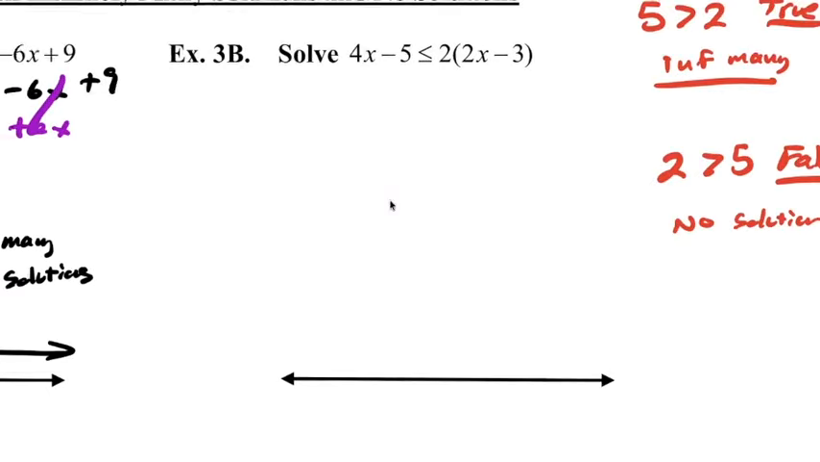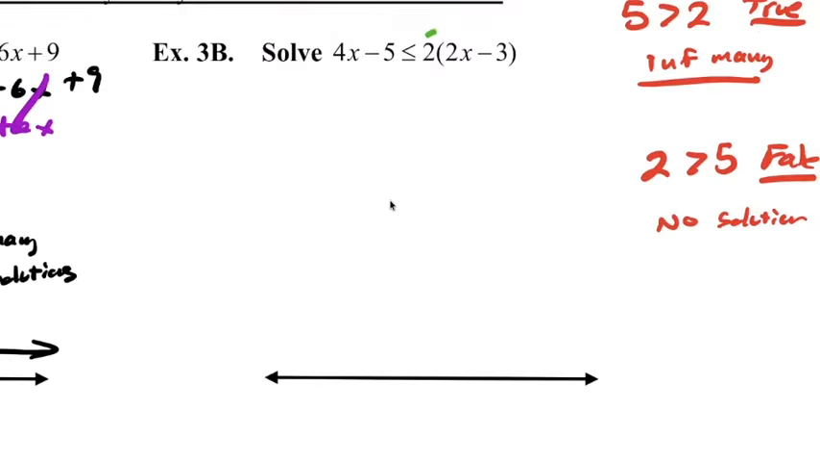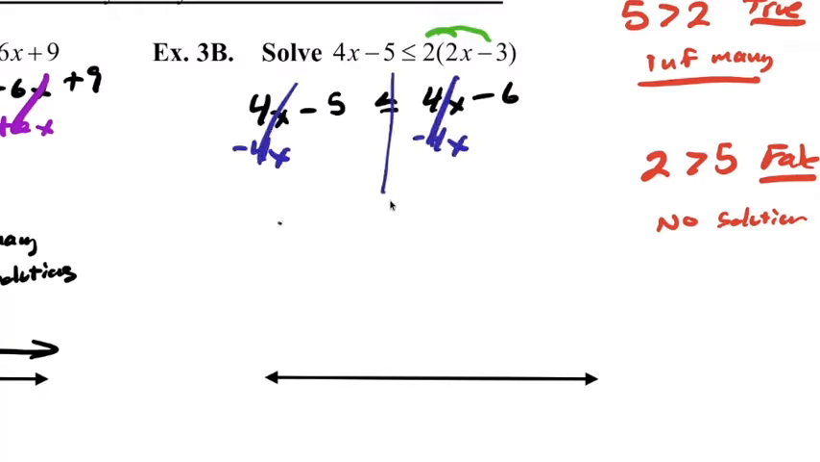So the next one, same concept, we're going to distribute first. So I get 4x minus 5 less than or equal to 4x minus 6. Let's get rid of the 4x's, so minus 4x from both sides. These cancel, these cancel. I get negative 5 is less than or equal to negative 6. That is not a true statement. It's a little tough because they're negatives, but negative 5 is bigger than negative 6. So it's a little funky, but this is a false statement.